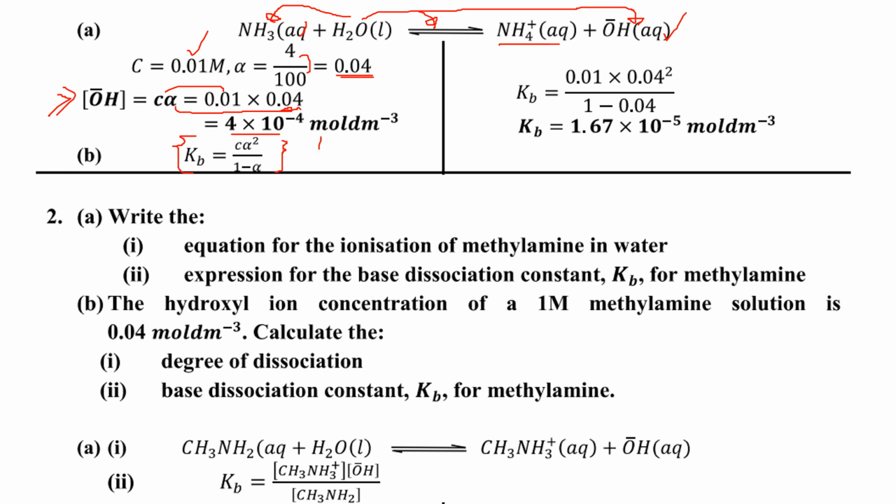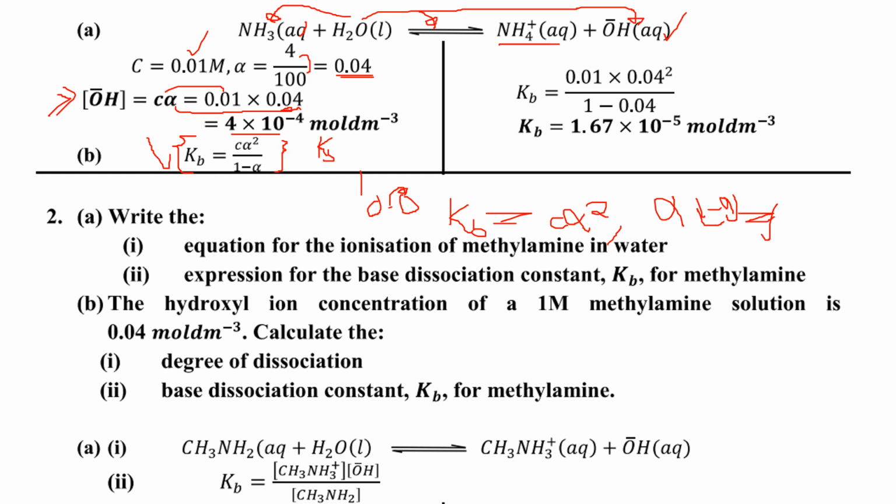However, a student who would have approximated would also be right, because the degree of dissociation here is 0.0, so the next digit after the decimal place is 0. So a student is free to use Kb equal to C alpha squared, and then write an approximation for it. You say that since the degree of dissociation is far less than 1, therefore 1 minus alpha is approximated to be 1. But this one is the safest decision to take, because it is correct in both situations.